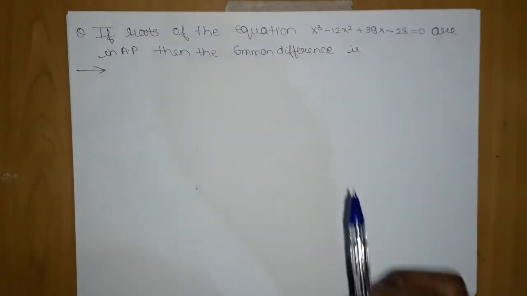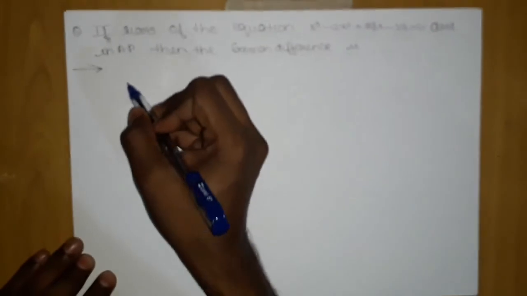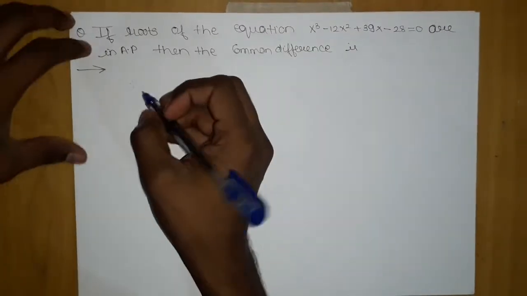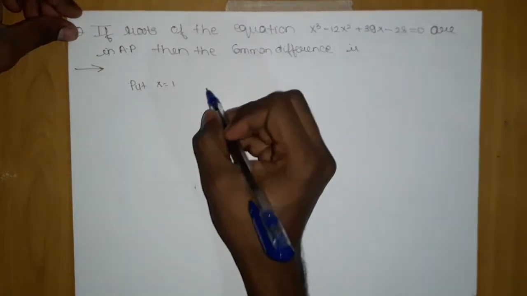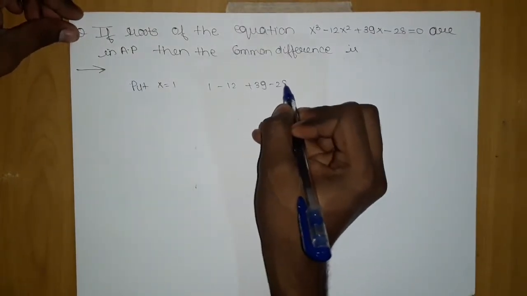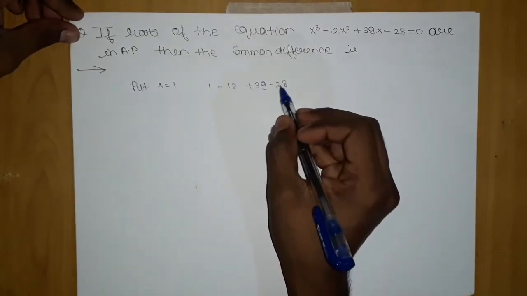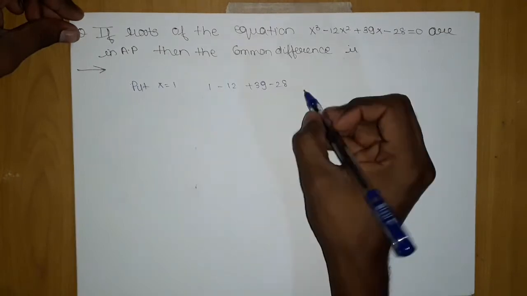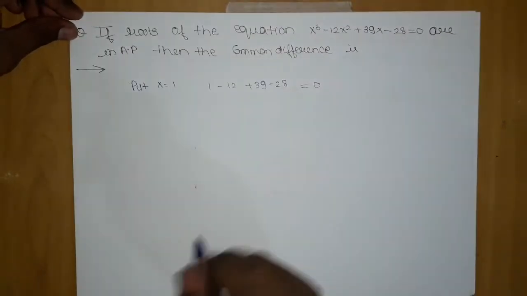Let's check whether 0 is a root. No, 0 is not a root, but put x equals 1. What do you see? 1 minus 12 plus 39 minus 28. Okay, this is 39 plus 1 is 40, and this is 40, so we are getting equal to 0. We are getting equal to 0, so x equals 1 is a root.